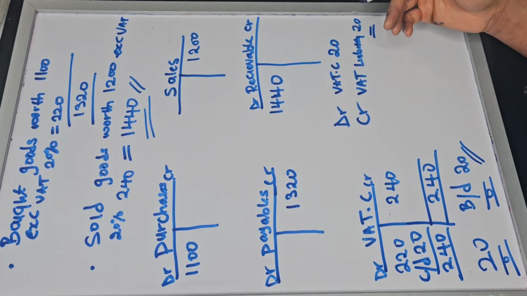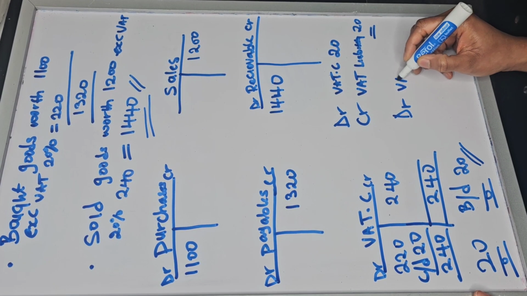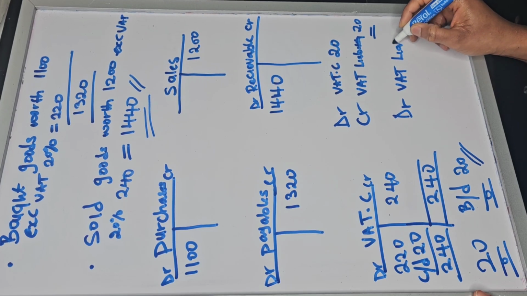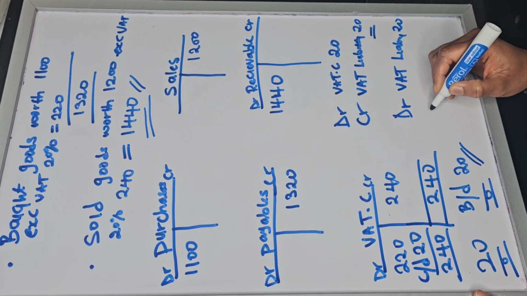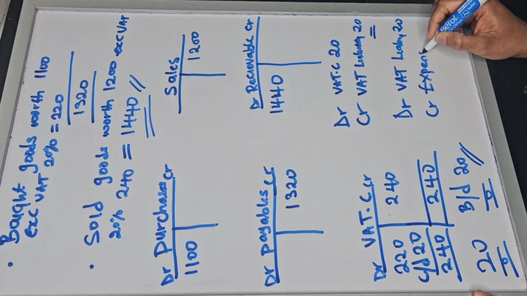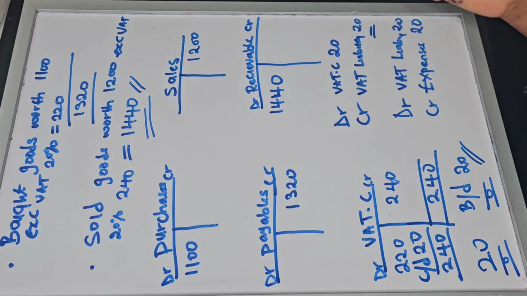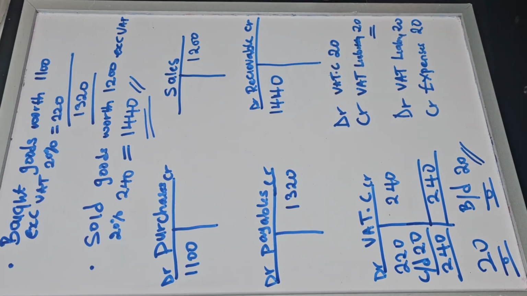So once you now make this payment to HMRC, you now do what? Debit VAT liability, okay, 20, and then you credit expense within the profit and loss statement 20, and that closes off the whole cycle of this account.